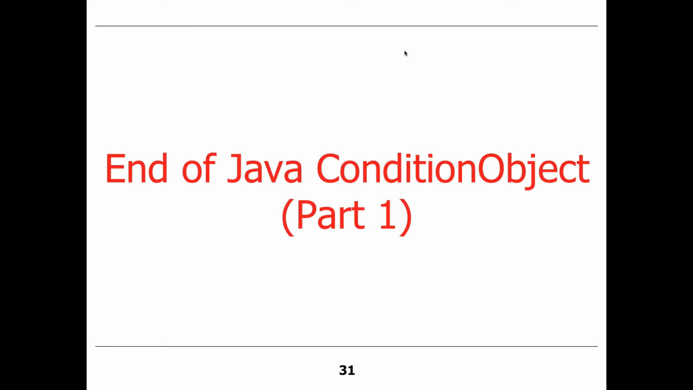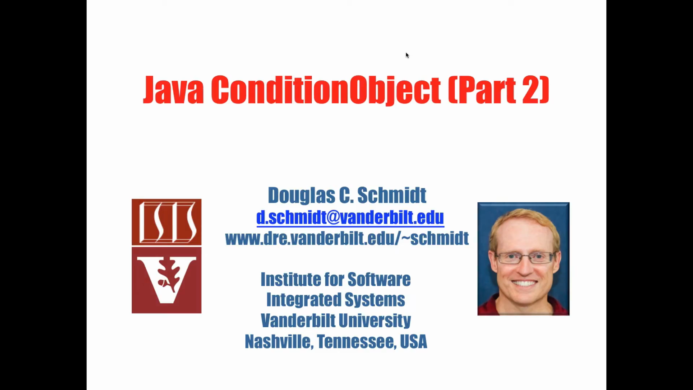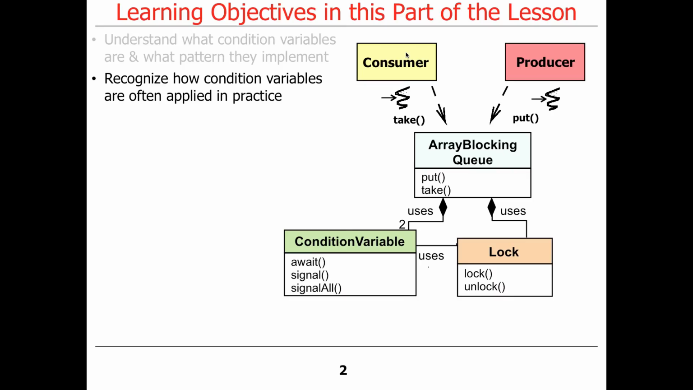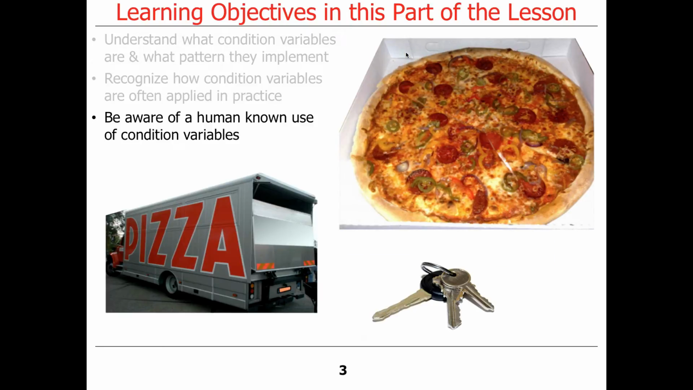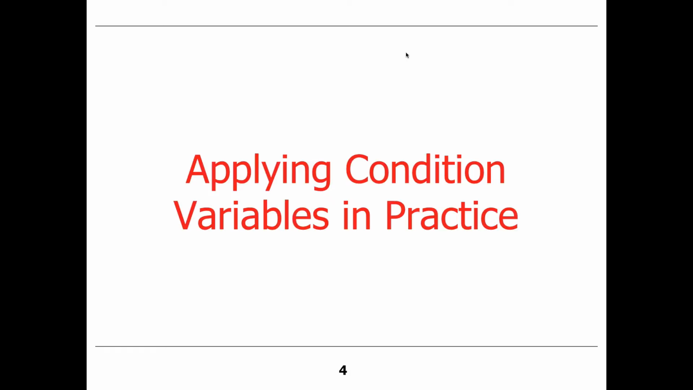You'll notice that I referenced a few sort of Java-ish-like things, like I used the names await and signal all, but I was really talking more generally about the concept of condition variable. So continuing along with our Java ConditionObject lesson, we're now going to talk about how you could apply condition variables in practice. And we'll talk about a human-known use of condition variables, which is one of my favorite examples. So let's talk about how people apply condition variables.